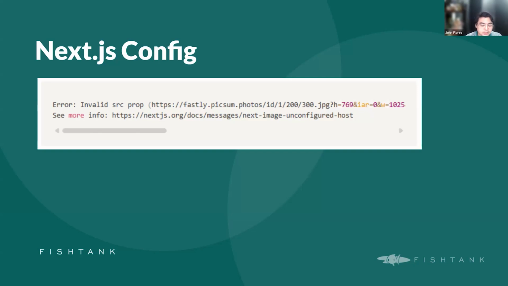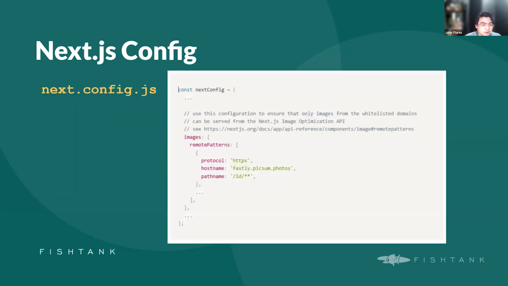So that's pretty cool as well. Helps with security. Make sure that nobody's using images from just anywhere. So we can configure this in the next config, so at least you know what you need to whitelist. On the Next.js config, which is a next config JS file on your front end, you should be able to see the next config variable there. And then you just have to pass in the images key there with the remote patterns.